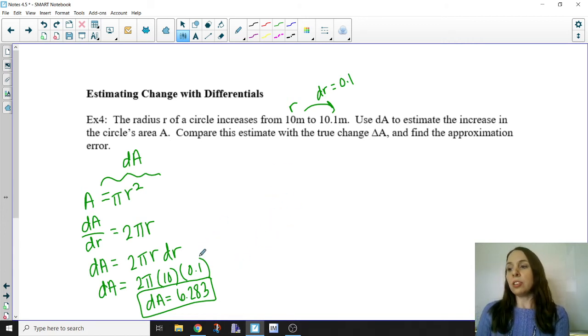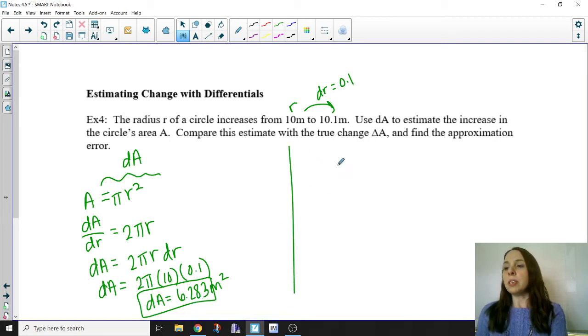There we go. Okay, so what we just did was we approximated the change in the area. If you change the radius of a circle by just 1/10 of a meter, the area, oh, I should have units. The area is going to change by a little over 6 square meters. That's what we found. And again, this is an approximation of the change. What I now want to do is compare that with delta A, where you find the actual change.